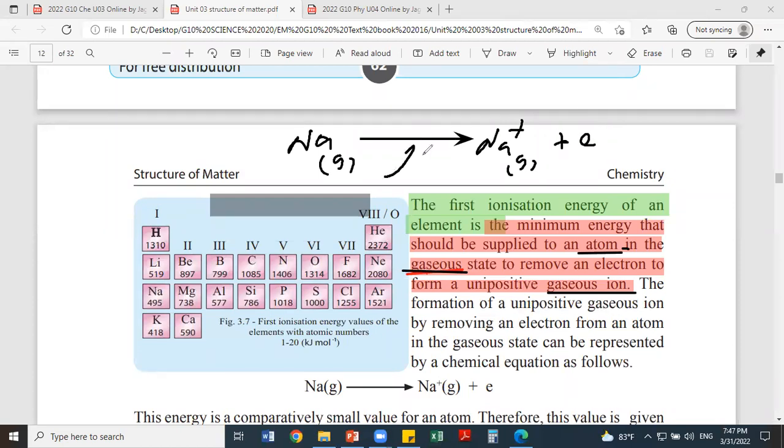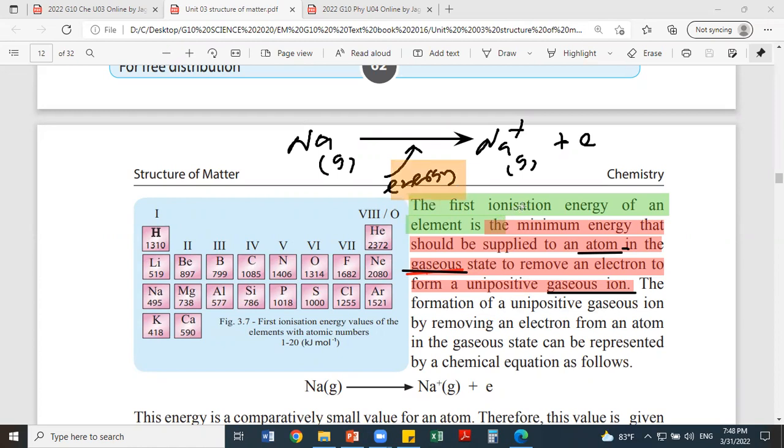For this, energy is required. The energy required to do this is called ionization energy. Since it is for the removal of the first electron, we call it first ionization energy.